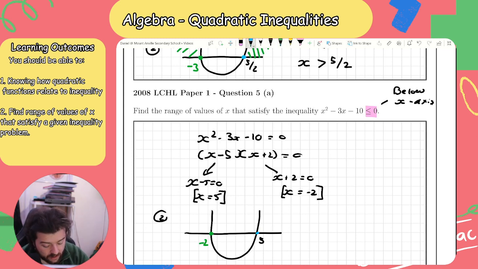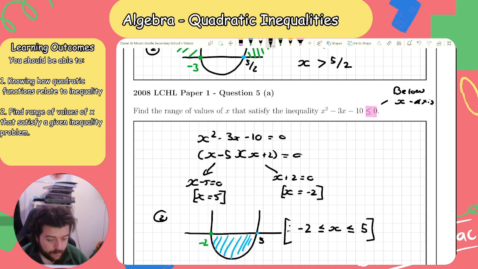So I'm looking for the values that are below the x-axis. So I'm looking for these ones. This is going to be trapped. This is going to be a compound inequality. So x is going to be greater than or equal to minus 2, but has to be less than or equal to 5. So minus 2 is less than or equal to x, but x is bounded on the right by 5, so x has to be less than or equal to 5. So greater than or equal to minus 2, less than or equal to 5. That's my answer.